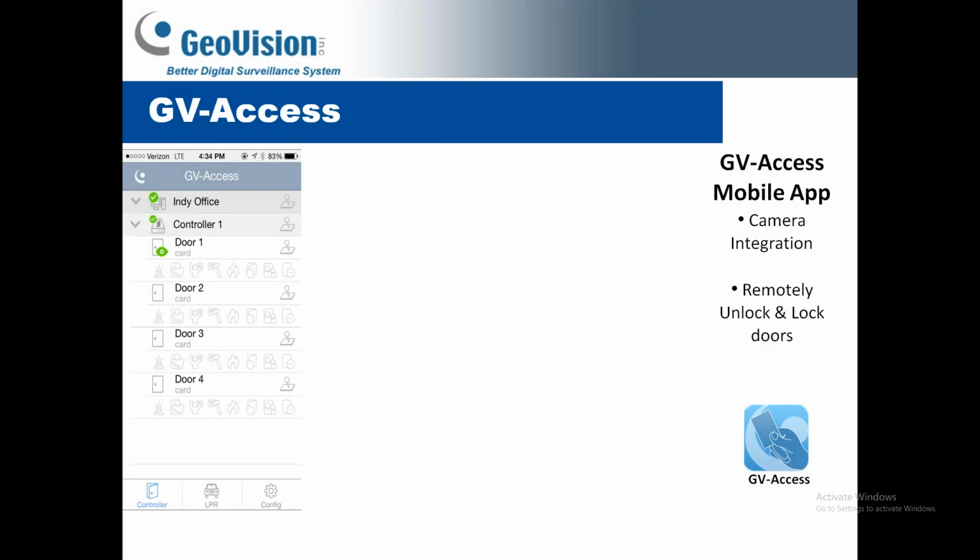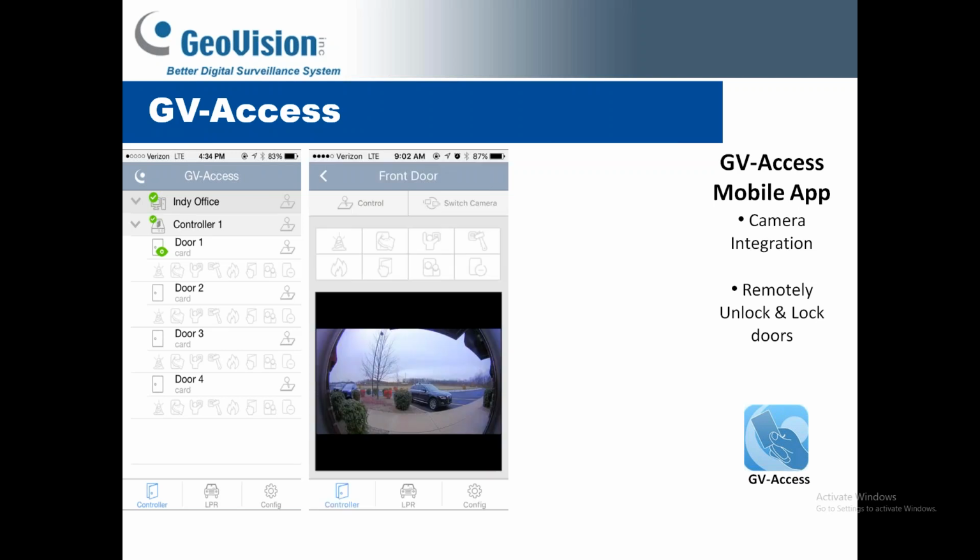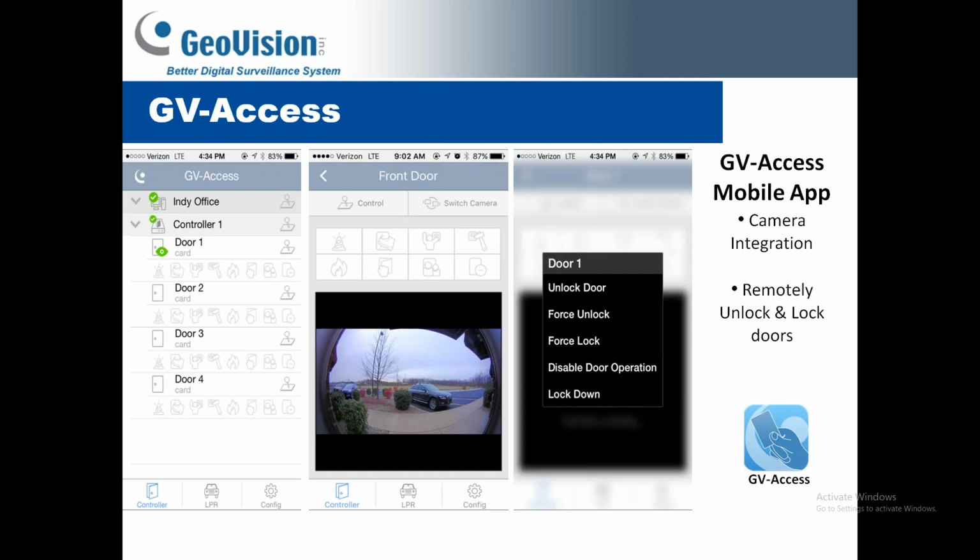I touched a little bit earlier on the Access Control mobile app. This is a very convenient feature for being able to remotely control your doors. What it does when you first open it up, it shows this screen here with all your doors listed out. If you click on a door, it'll bring up the live camera footage from that door. You can then click on the control button, and you get a menu where you can say unlock the door, force unlock. You can even do a lockdown of the entire facility if you need to. So if there's an emergency or something going on, one click of a button, whether you're on site or off site, allows you to lock down your facility. This is, again, a free mobile app.